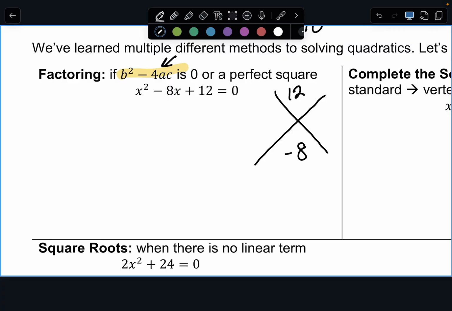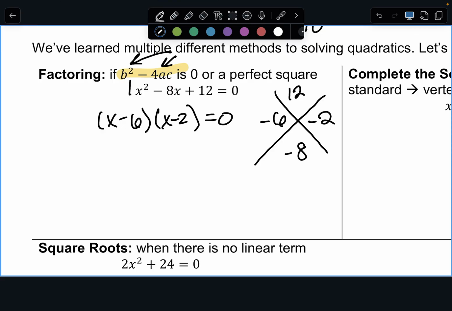Go ahead. No, I just want to ask, is it b squared minus 4ac the discriminant or only the -4ac? The whole thing is the discriminant. What 2 numbers do I get here? 6. Yeah, 6 and 2, both have to be negative. And in this case, my A is 1. So I can just put those numbers into my factors. X minus 6, X minus 2.